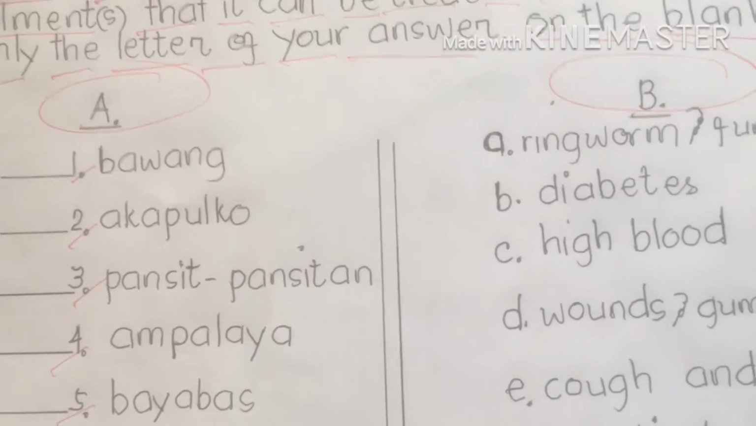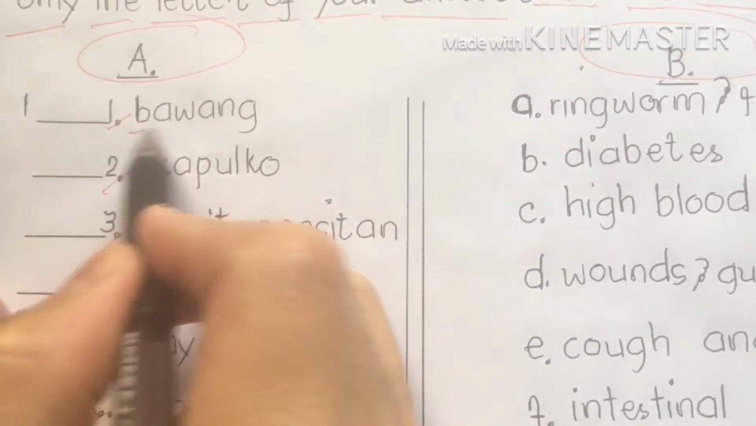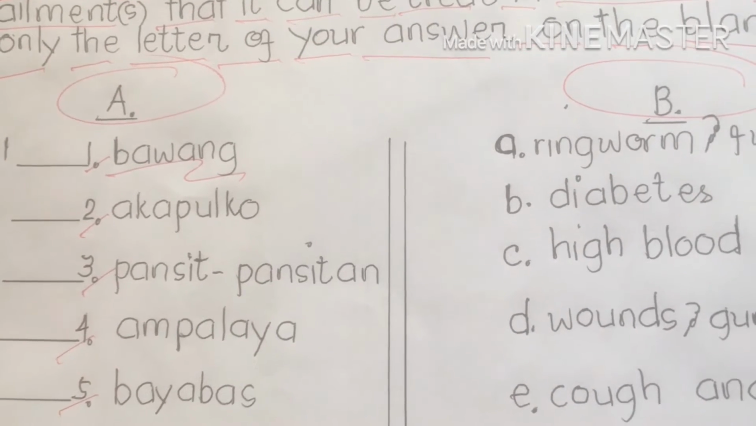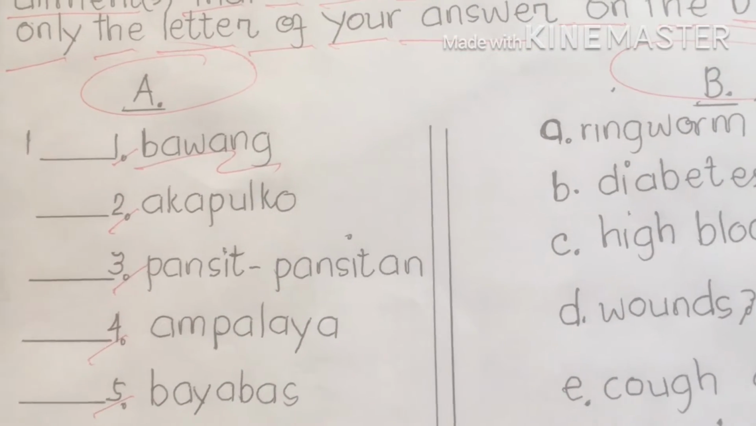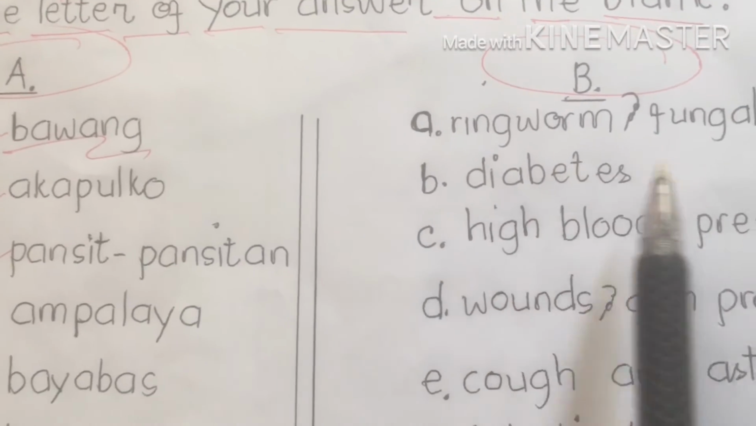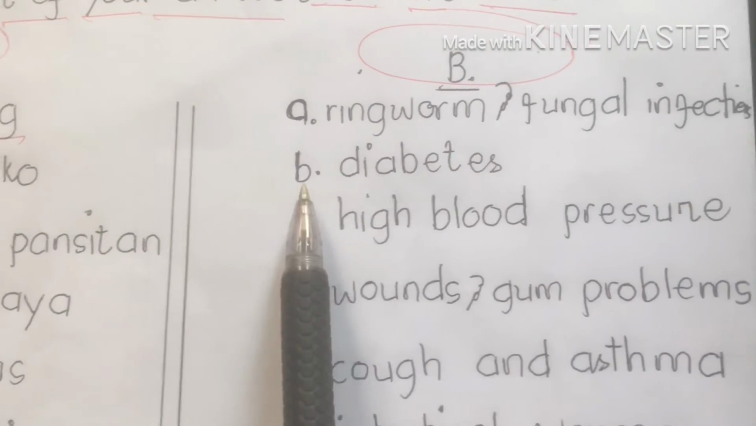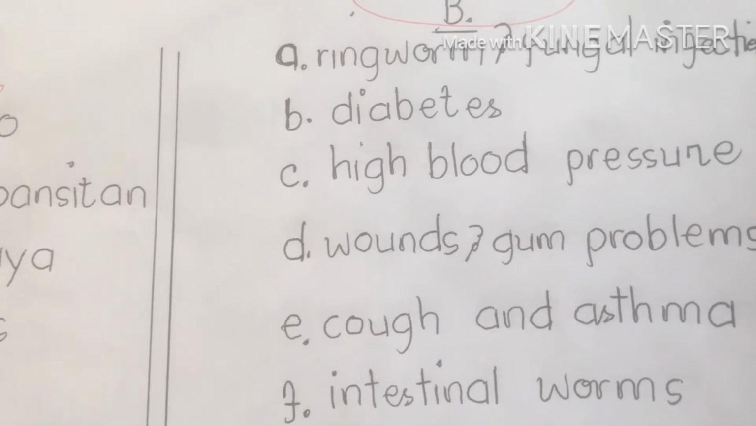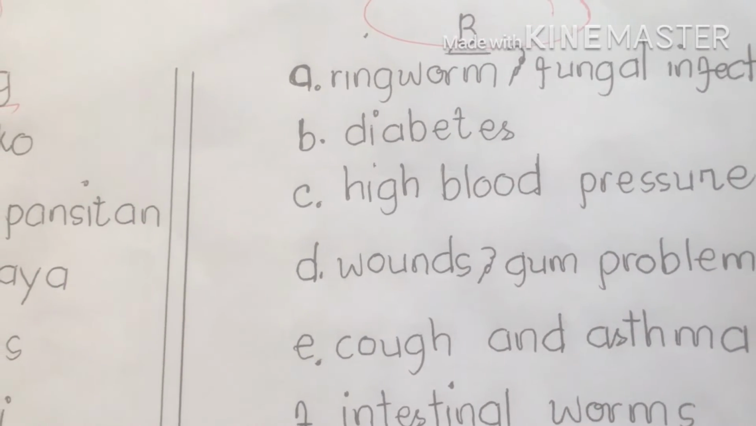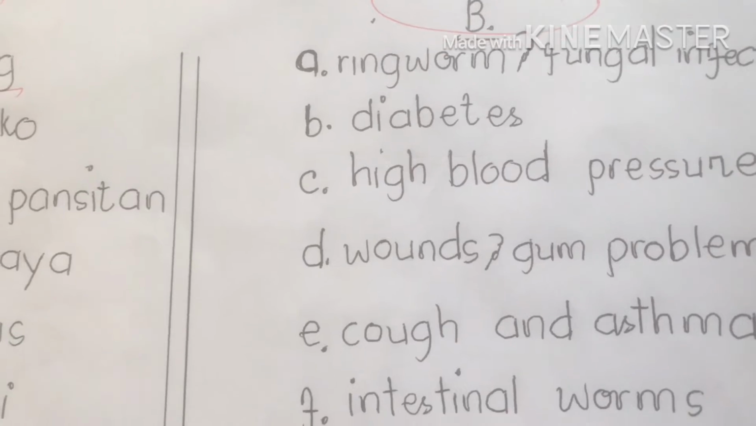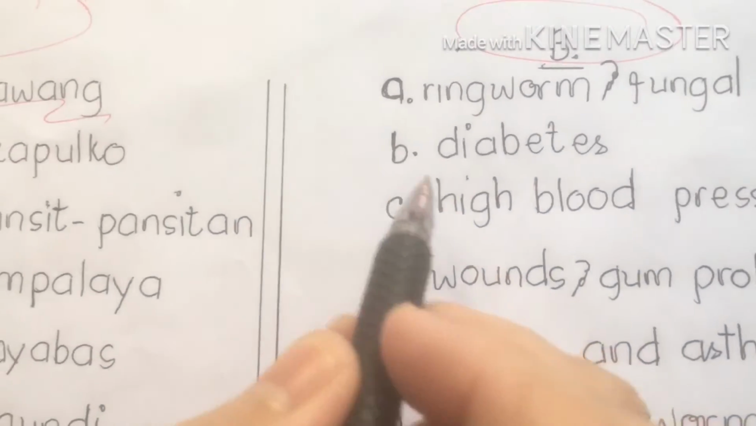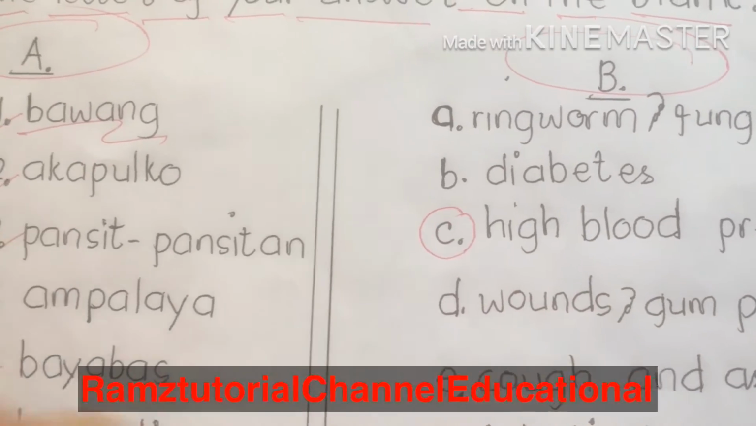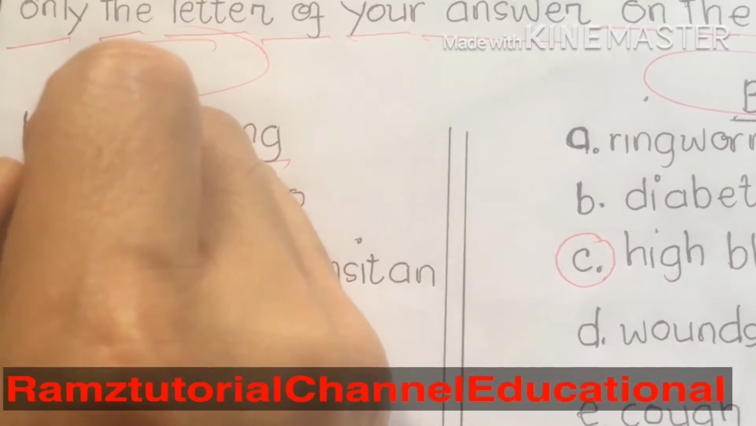Please, we're going to start with number 1. Bawang. Okay, for bawang, class, or garlic, we're going to choose their functions in column B. For A, ringworm and fungal infections. B, diabetes. C, high blood pressure. So we have 3 choices here. Choose which is the right answer. For number 1, I am going to choose letter C here. So I'm going to write for number 1 letter C.